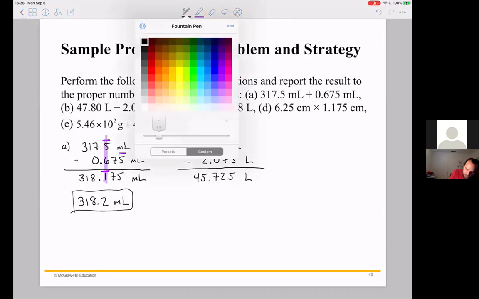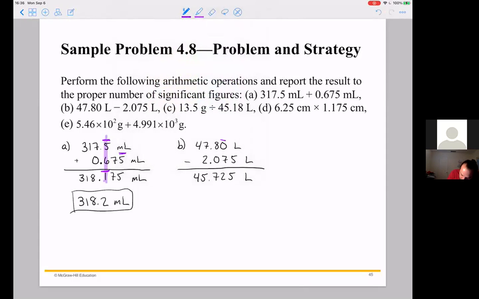Now I got to worry about sig figs. So I'm going to mark the last digit in each of my inputs, and whichever one lies furthest to the left, that's the column that my last sig fig will be in my answer. So in this case, I will round to 45.73, and again, liters.